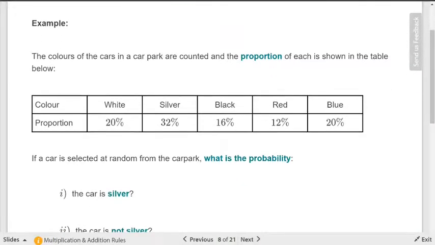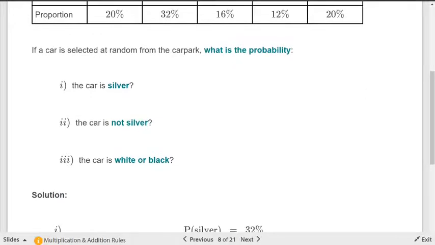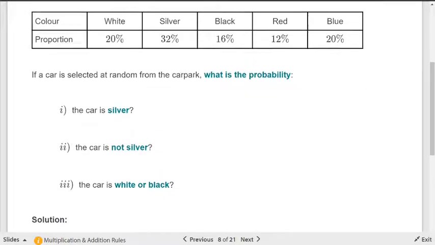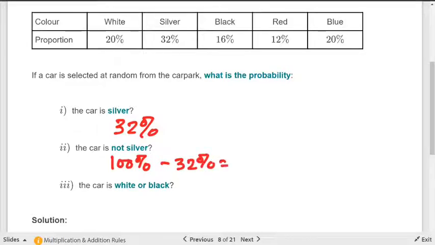The colors of the cars in the car park are counted, and the proportion of each is shown in the table below. This time they're giving us our probabilities as percentages, which is one of the 3 ways of writing them. If a car is selected at random from the car park, what is the probability that car is silver? 32%. Good. We're just reading straight from the chart. What is the probability that it's not silver? 68%. It's 100%, which is the same as 1, minus 32%, which is 68%.